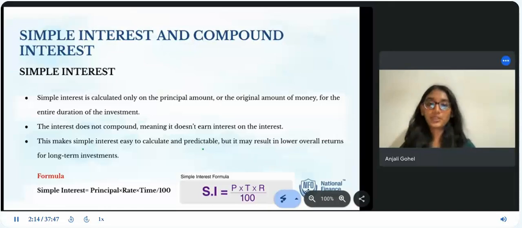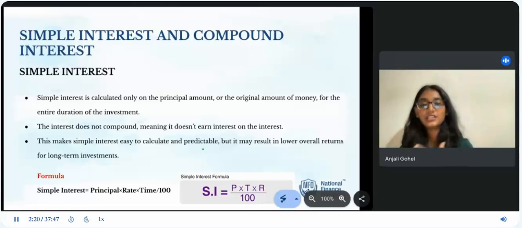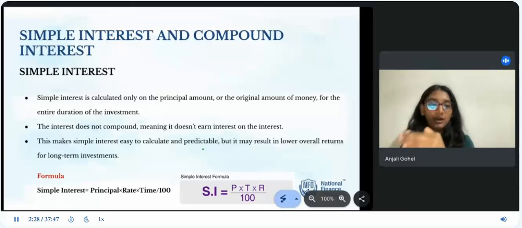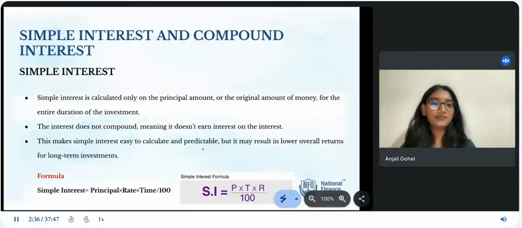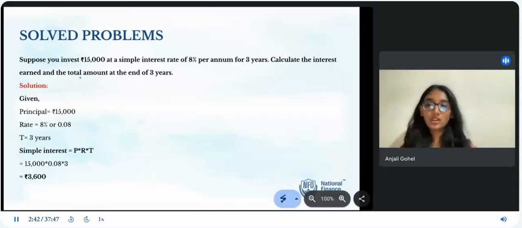But simple interest wouldn't help us in the long term, because we would want our money to grow with time. We would not want it to grow with the same amount every year. So for long term investments, our returns would be very low if we get simple interest on our investments. Let's solve a simple problem.